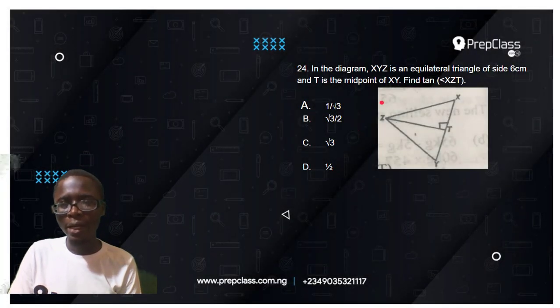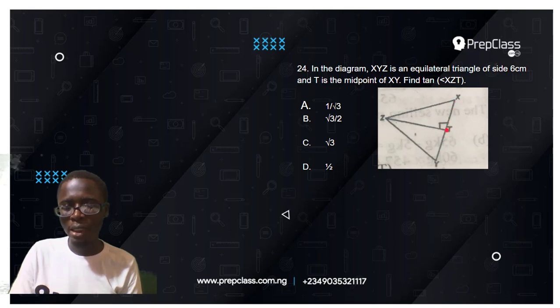It says, in the diagram, XYZ is an equilateral triangle of side 8 centimeter, and T is the midpoint of XY. Find the tan of angle XZT. So we have X, Z, Y, and T. All the sides are equal because it is equilateral, as we all know. And this is the midpoint of XY, which means the distance from here to here is equivalent to the distance from T to Y. So if the total length here is given to be 6 centimeter, it means here it's going to be 3 centimeter and here is going to be 3 centimeter.